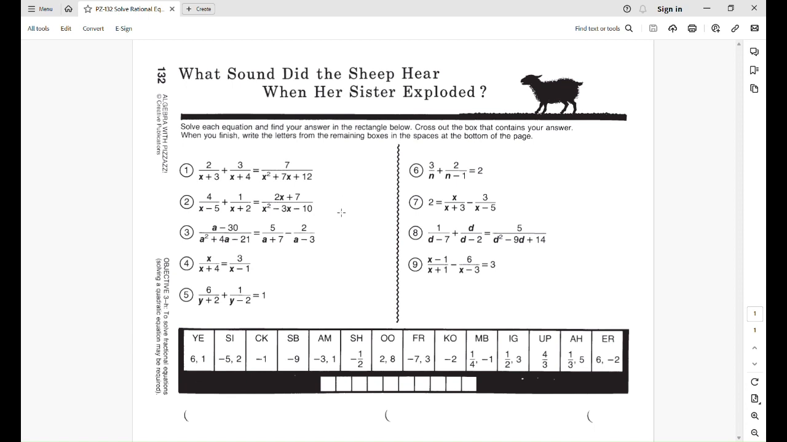To solve this one, we have to solve these equations. And then when we get the answer or answers, we have to cross out the box that contains those. One thing you're going to want to be careful about is some of these may contain extraneous solutions that you have to double check and eliminate after you've already solved the problem. So let's see what fun we have in store and get going on this.